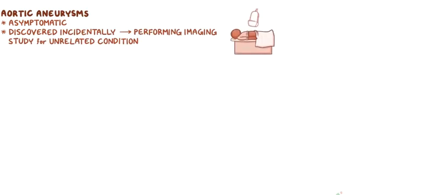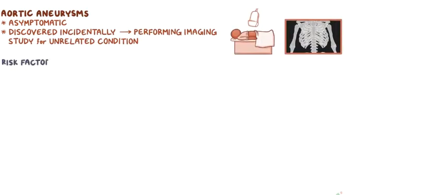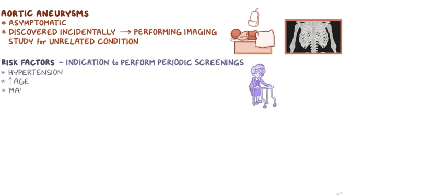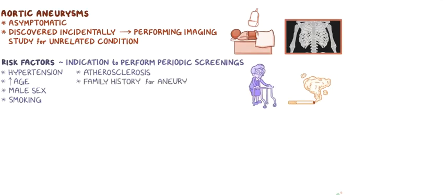Alright, as a quick recap. Aortic aneurysms are usually asymptomatic and are discovered incidentally while performing an imaging study for an unrelated condition, generally ultrasound for AAA, and chest radiography for thoracic aneurysms. Risk factors are an indication to perform periodic screenings, and they include hypertension, increasing age, male sex, smoking, atherosclerosis, having a family history for aneurysmal diseases, having aneurysms in other arteries, and, rarely, genetic syndromes.